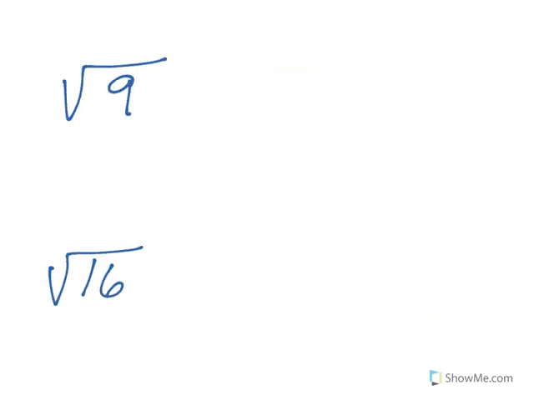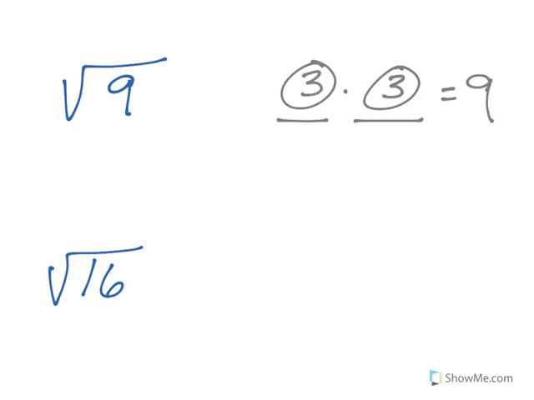Well, then if we jump to square root, the square root of 9. Now this is where you think about what number times itself gives me 9. And the beauty is that these two numbers have to be the same. So we know that 3 times 3 equals 9, so the square root of 9 is 3.